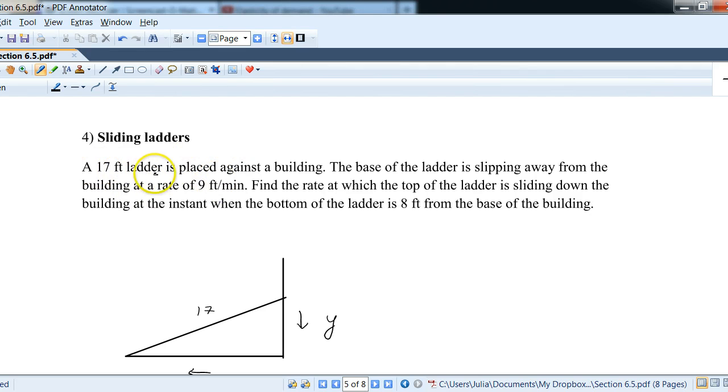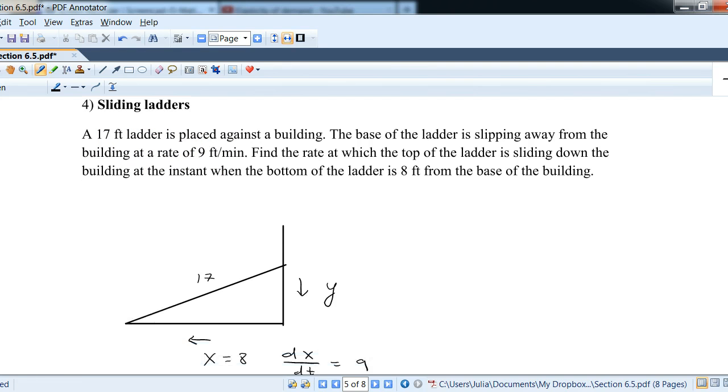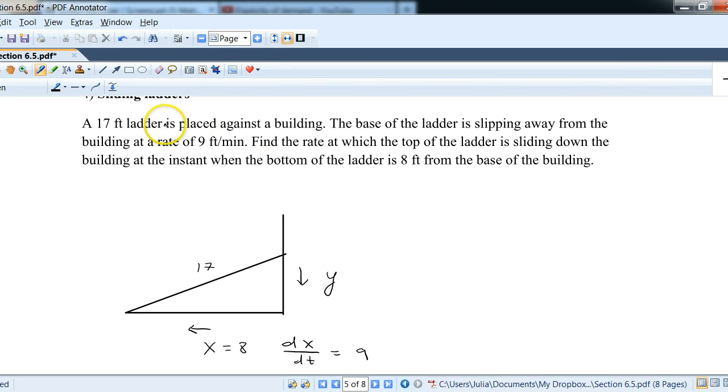This tends to be a common one. If you draw it, it's an example of a right triangle, which we'll see again in chapter 7, so it's important to note. So let's say a 17-foot ladder is placed against the building. I kind of tried to draw it.